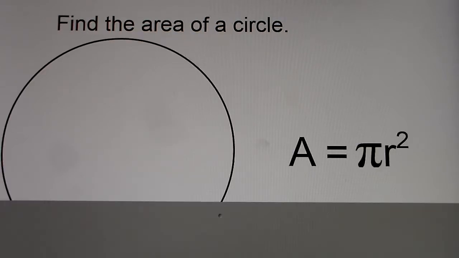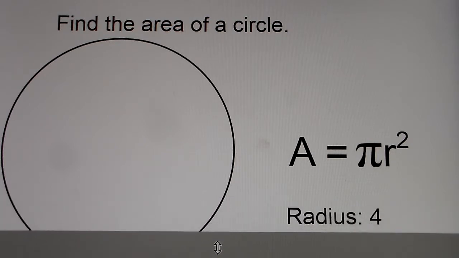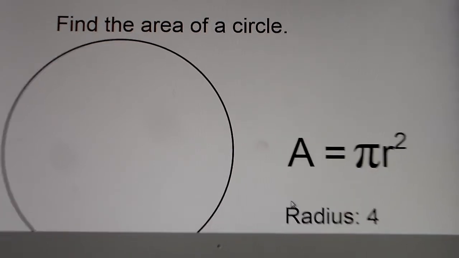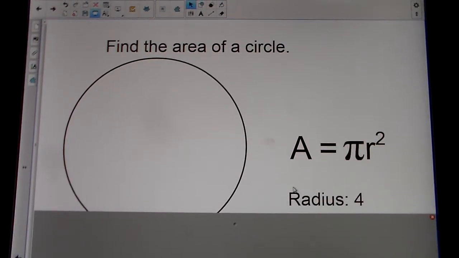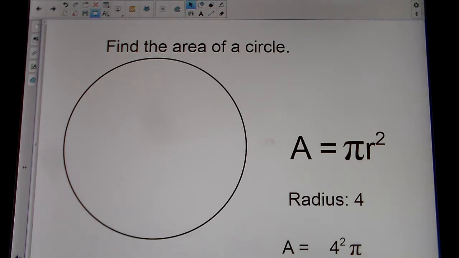Let's do a couple examples. Find the area of a circle. That's our formula. If the radius is 4, well, that's what we just talked about. We did 4 squared. That will get us 16 pi.